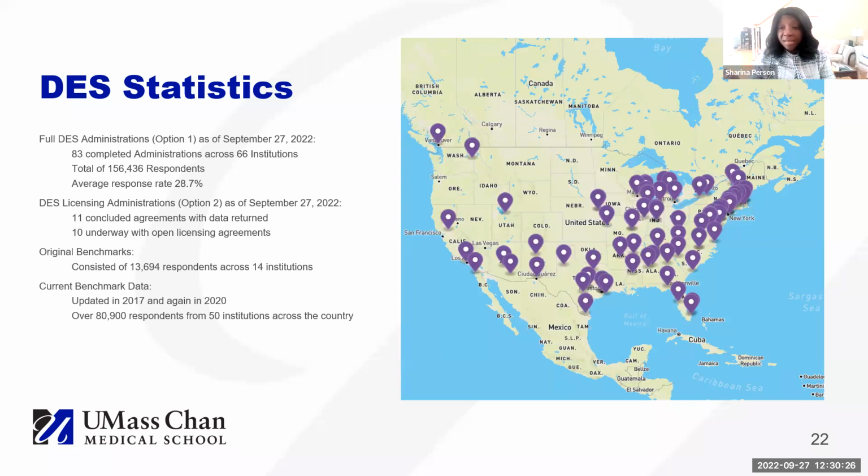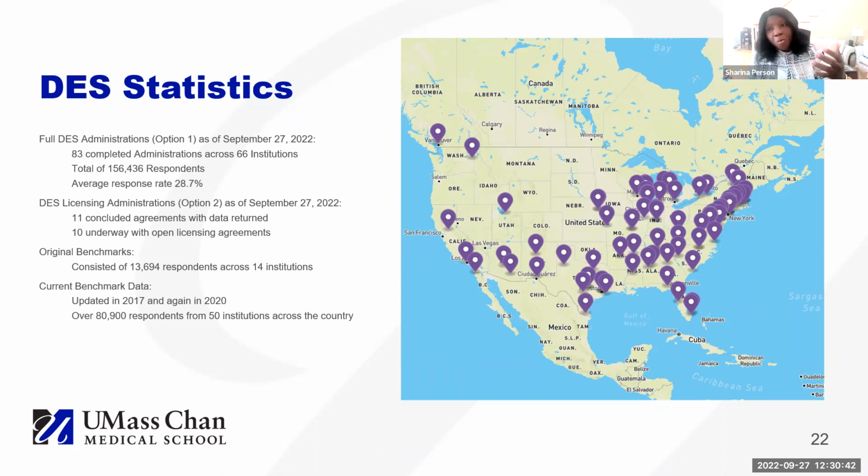Then in licensing administrations, as of today, we've had 11 concluded agreements with their data return, and 10 that are currently underway with open licensing agreements. All of that data will be returned to us as well.